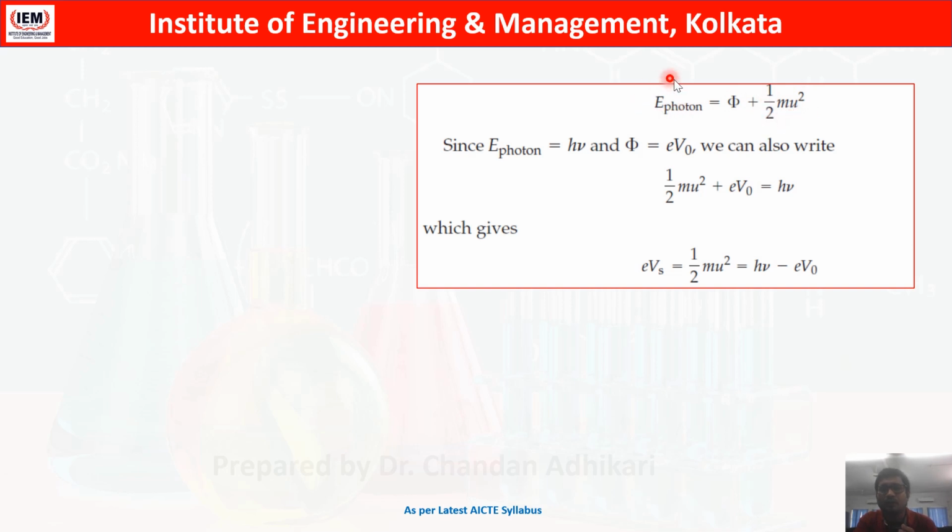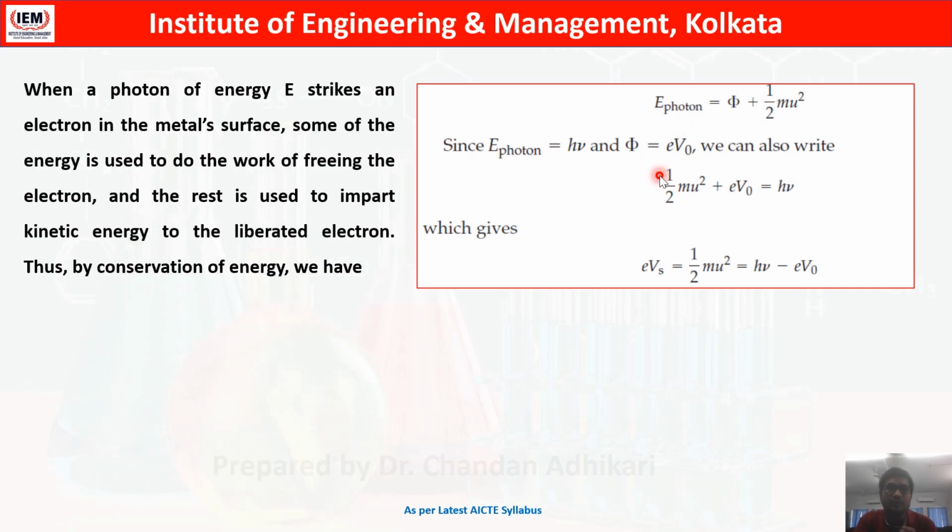So if the total energy of the photon is E, phi is the threshold energy and half m v square is the kinetic energy of the electron, then you can write E equals phi plus half m v square. This is a very famous equation given by Einstein, and for the explanation of the photoelectric effect he received the Nobel Prize. He did not receive the Nobel Prize because of E equals m c square, but because of his contribution to the photoelectric effect.